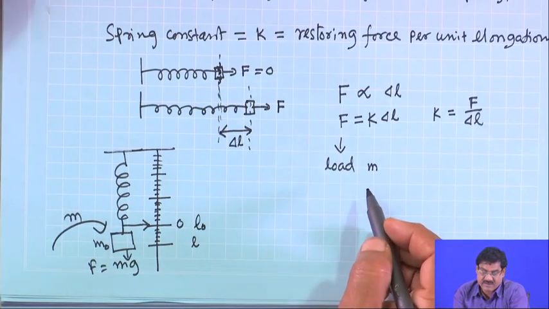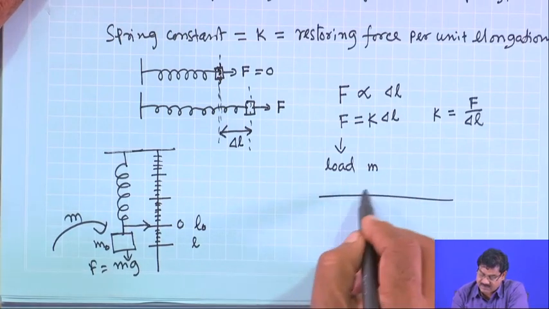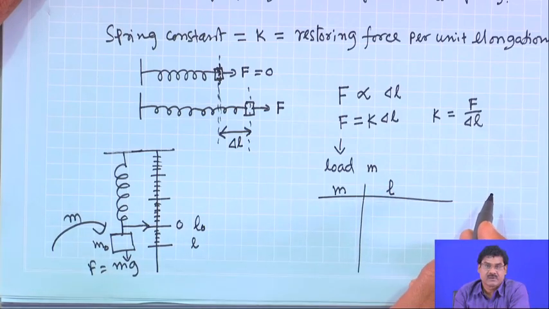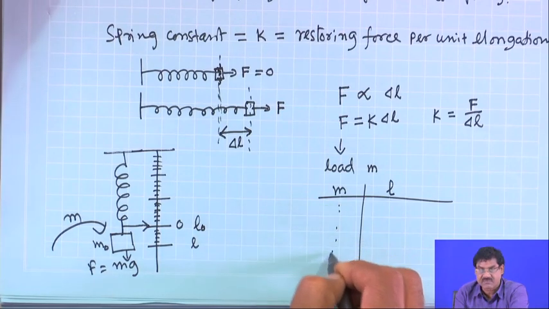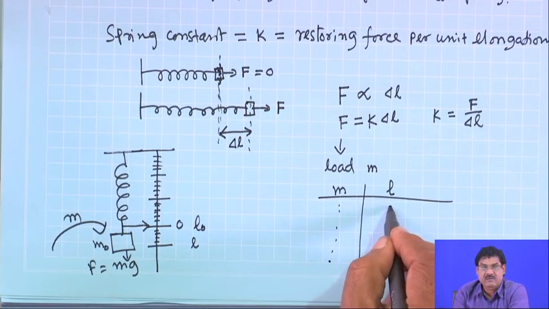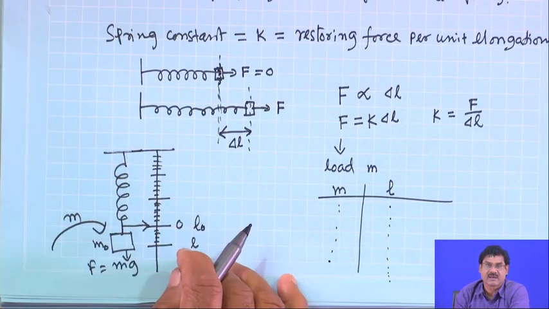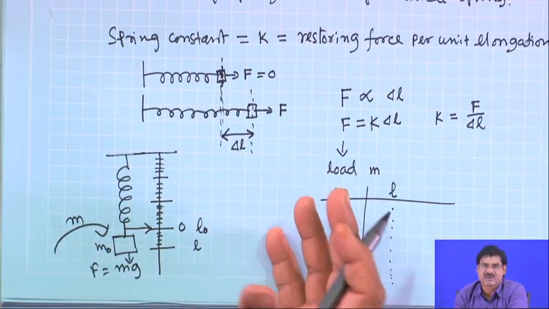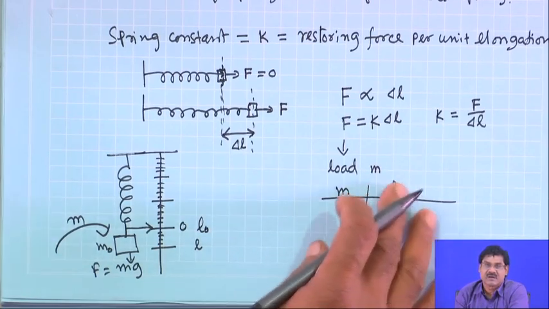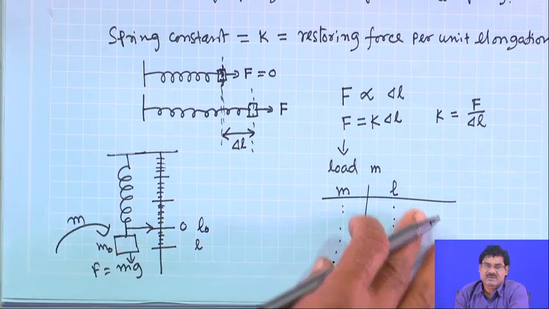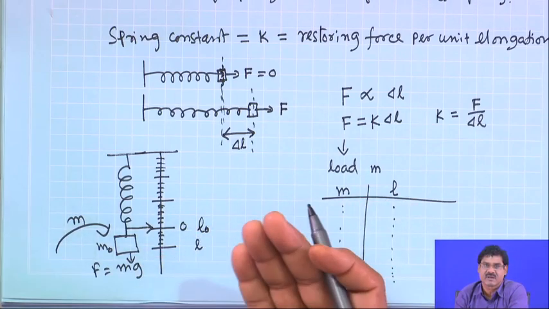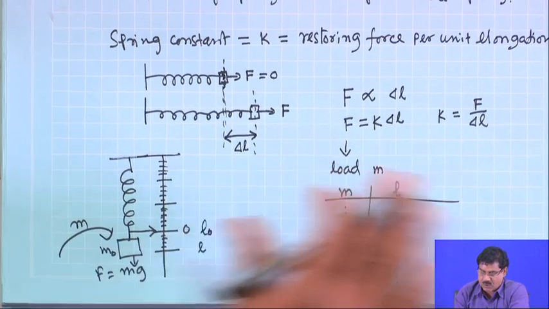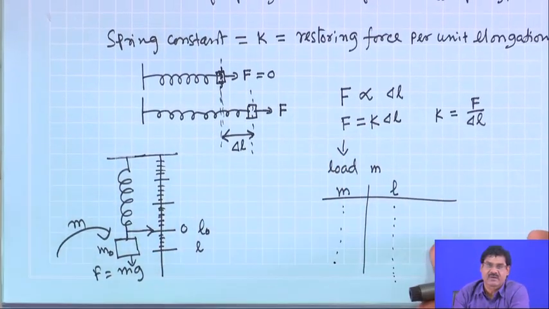So then you are getting mass versus depression L. You take different masses and take the reading L from the scale. Now in the laboratory we have seen the range of masses we are using and the range of this reading L. The change is a few centimeters or a few millimeters corresponding to that mass, and that depends on the spring constant K. So, that was the static method that I showed in the lab.